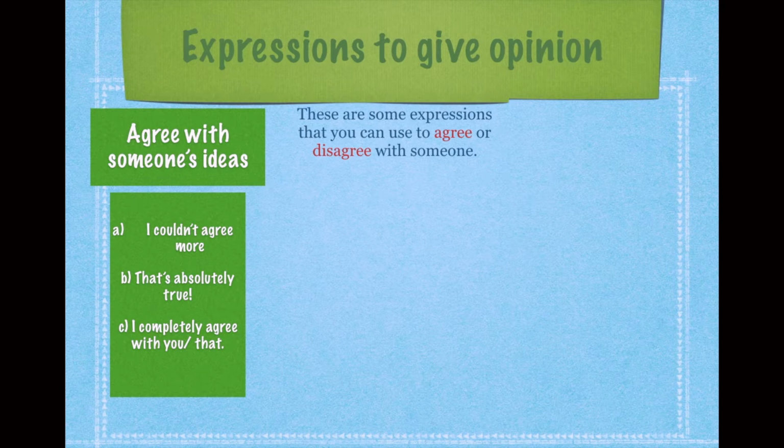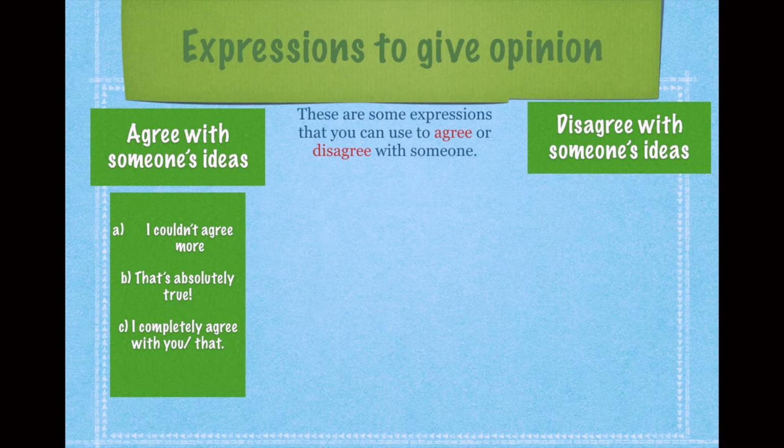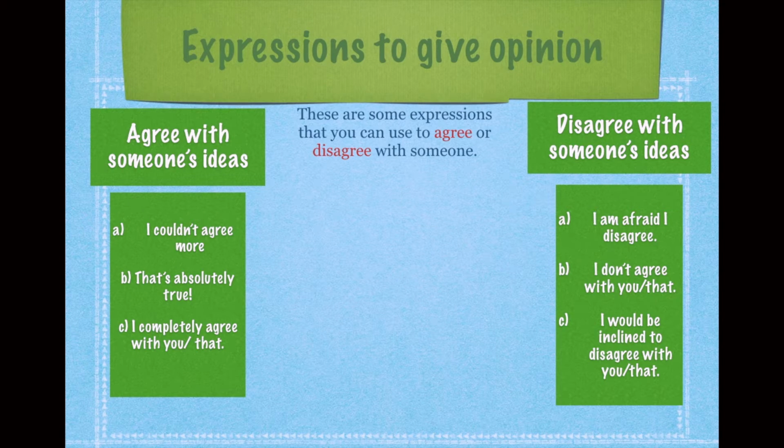Okay? And on the other hand, we have disagree with someone's ideas. So we have 3 expressions that we can use to disagree with someone. First is I'm afraid I disagree. Second, I don't agree with you or that. And finally, I would be inclined to disagree with you or that. So these expressions that we have here are going to help you have a conversation with someone, and you can express your opinion, whether you agree or disagree with someone's position, ideas, and so on and so forth.